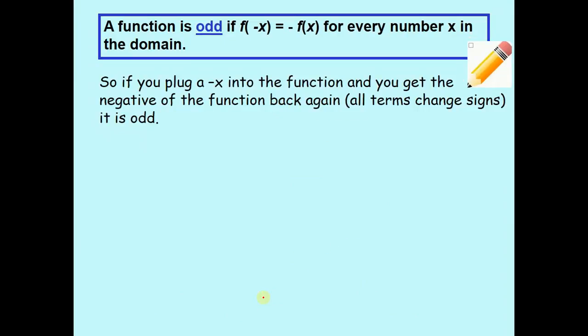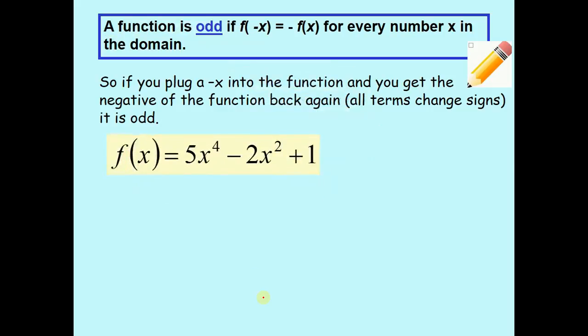So here's the formal definition in blue. A function is odd if f of negative x is equal to negative f of x for every number x in the domain. In simpler English, if you plug a negative x into the function and you get the negative of the function back again, aka all terms have changed their signs, you have an odd function.